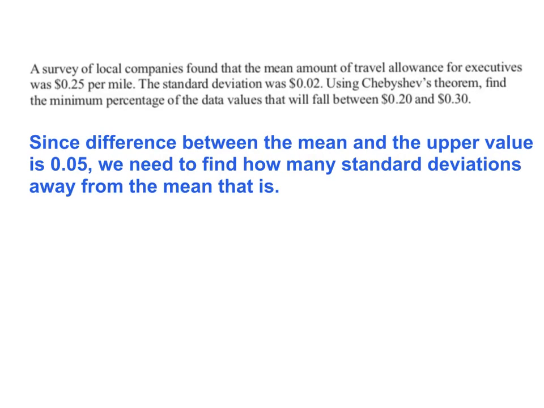I know that, and I chose the upper value. The upper value in this case is 30 cents. I know that there's 5 cents between a quarter and 30 cents, right? If you wanted to go between 20 cents and a quarter, it's still 5 cents, if you went on the low end. All we're trying to figure out is the number of standard deviations. The key thing that we need to figure out is how many standard deviations away from the mean is 5 cents. Okay? So how would I do that?